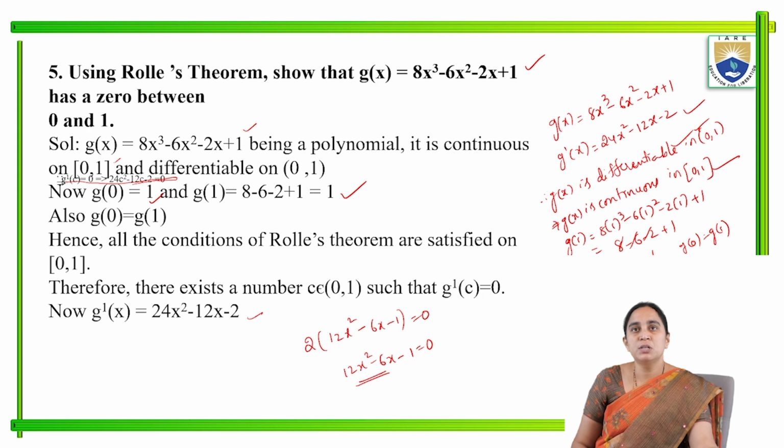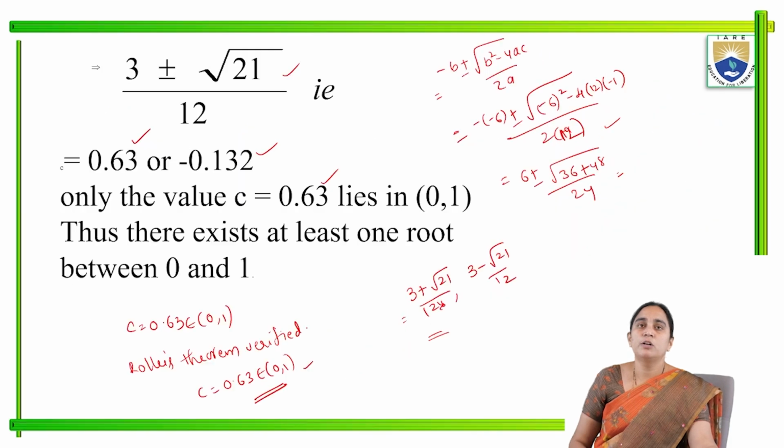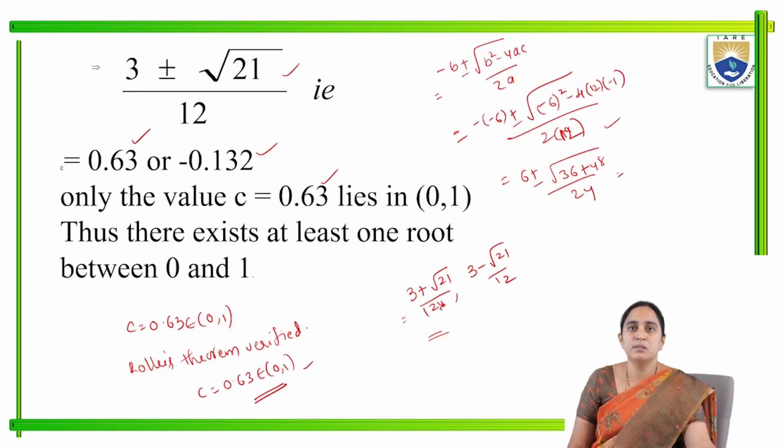This is the concept of using Rolle's theorem to verify the polynomials within the interval, either 0 comma 1 or 0 comma 8. Once again I'll repeat. What about the Rolle's theorem concept? Rolle's theorem is very simple. If a function is continuous in the closed interval [a, b], and differentiable in the open interval (a, b), and f of a is equal to f of b, if these three conditions are satisfied, then there exists at least one point c belonging to (a, b) such that f dash of c is equal to 0.